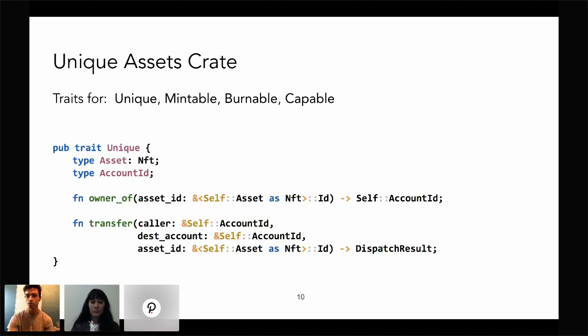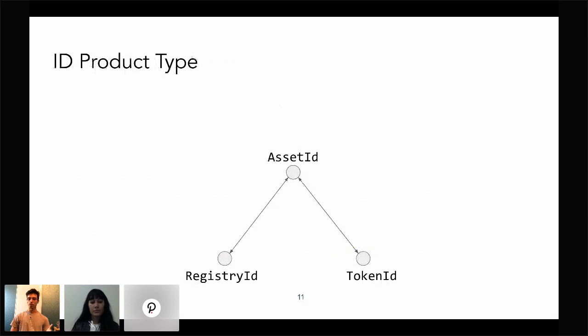So if you look on the next slide, we basically just solve this by creating a product type inside our palette that wraps up a registry and a token ID into a global asset ID. And they can also be destructured back into their component parts.